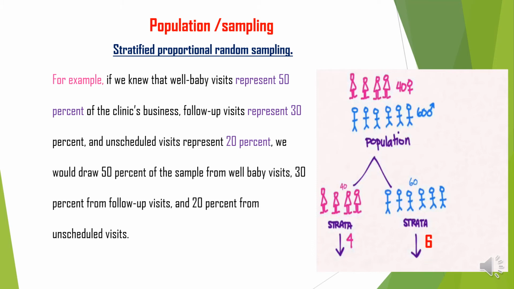Of course, it will be 6. So from the 40, I will take only 4 of them, and from the 60, I will take 6. We call this stratified because we divided them into males and females. And why is it proportional? Because I selected my sample according to the population: 4 of 40 females, 6 of 60 males.